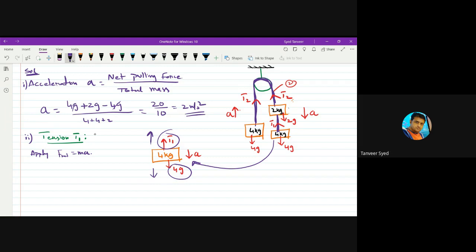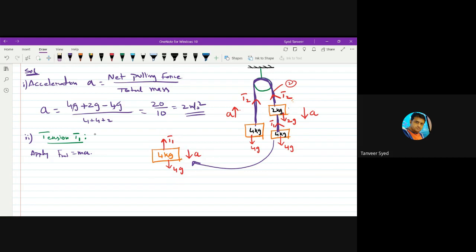Who is winning? Is tension winning or weight winning? Weight winning, sir. How do you say that? Because the acceleration is acting downward, overall the block is moving downwards, sir. Right. Because overall motion of the 4 kg block is downward, obviously the downward force must be more than the upward force. That means 4G is greater than T1.